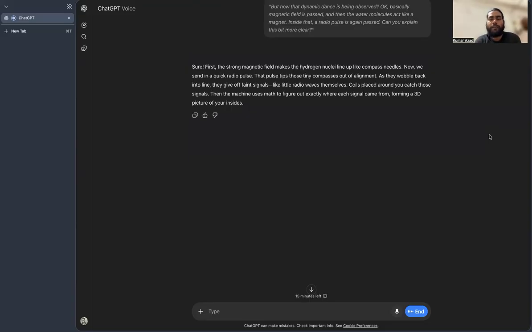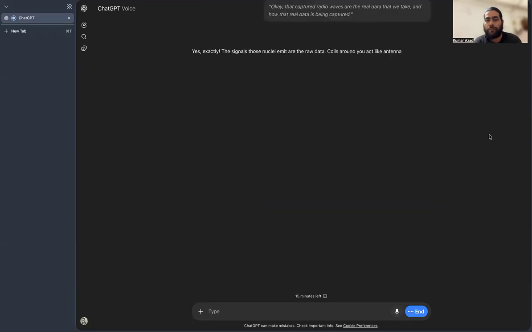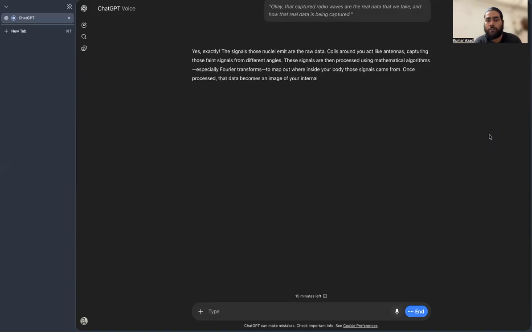Okay, so the captured radio waves are the real data that we take, and how is that real data being captured? Yes, exactly. The signals those nuclei emit are the raw data. Coils around you act like antennas, capturing those faint signals from different angles. These signals are then processed using mathematical algorithms, especially Fourier transforms, to map out where inside your body those signals came from. Once processed, that data becomes an image of your internal tissues.